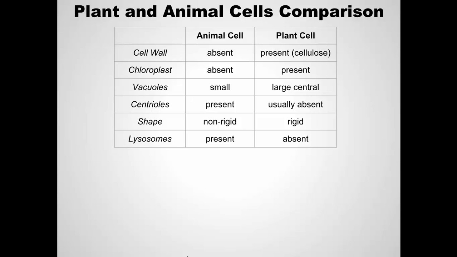Both have vacuoles, however, plant cells often have a large central vacuole filled with water that allows a plant to maintain its upright stance. Another organelle, centrioles, are usually present in animal cells but not plant cells. The shape's different. Plant cells generally have a rigid shape because of their cell wall, whereas animal cells are often not rigid. Their outer layer is a more flexible cell membrane. And there's an organelle we'll talk about today called the lysosome, which is present in animal cells, but generally not present in plant cells. So that's just kind of cool.